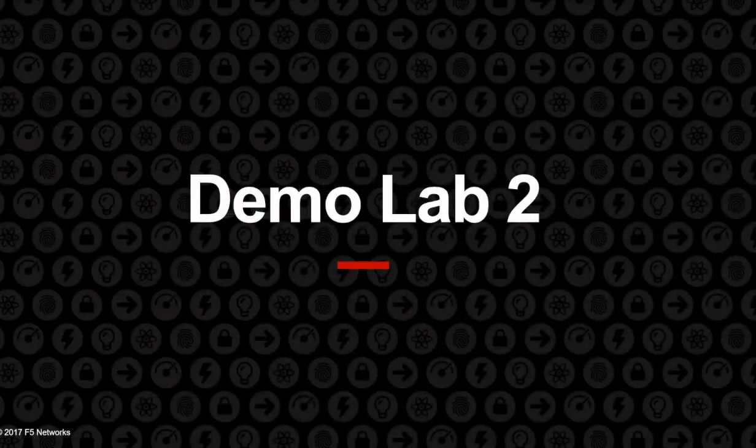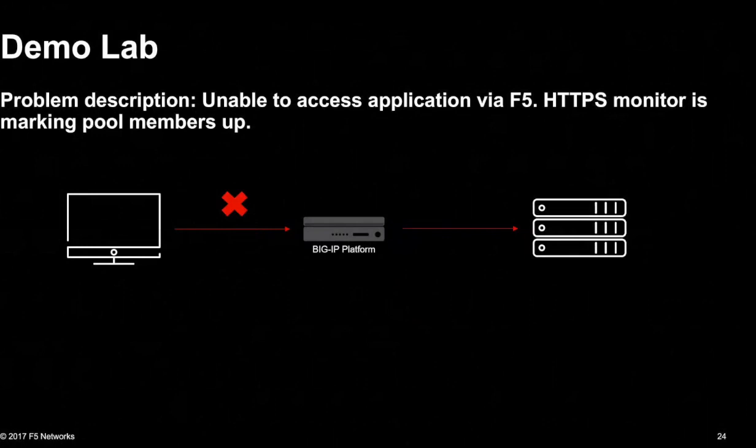So now we will go and start our second lab. For this one, the product description: we are unable to access the application via F5 HTTPS monitor. Unable to access the application by F5, but the client can see that the HTTPS monitor is actually marking the pool members up.